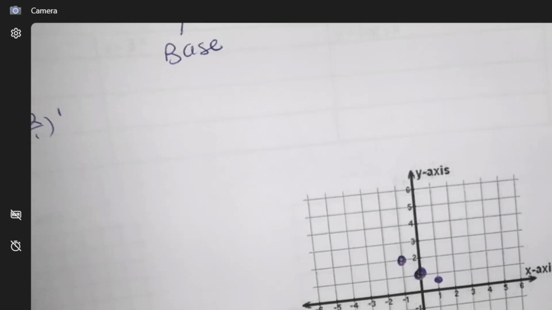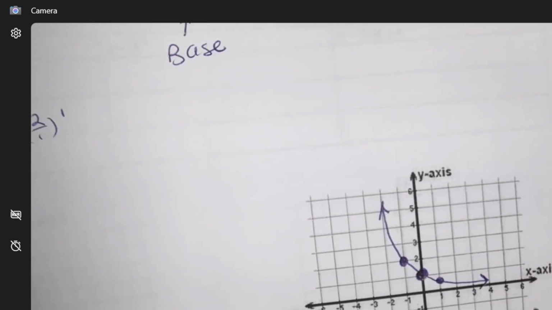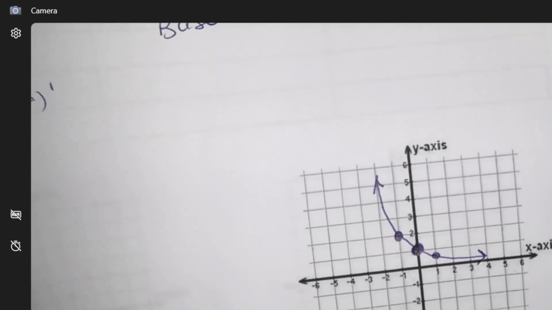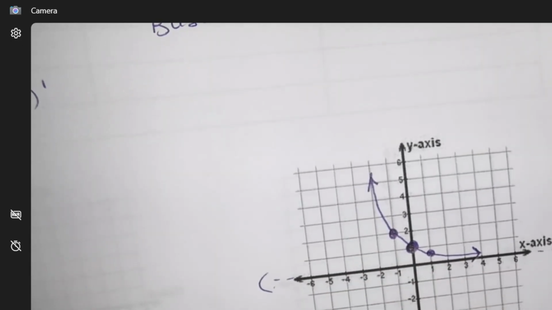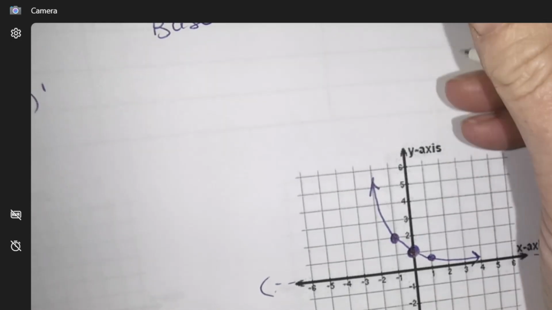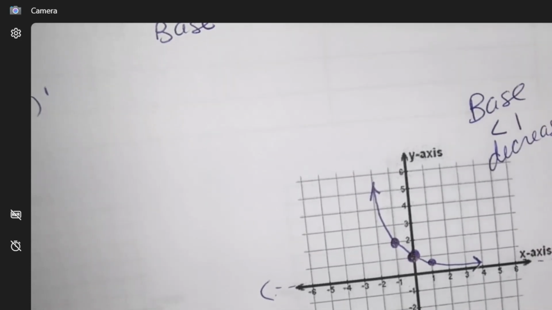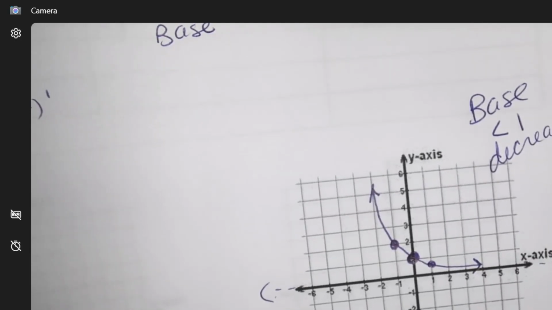Okay, so what's the pattern here? It looks like it would go up that way, but then on this side to the right, it will be getting smaller, smaller, smaller, smaller. Okay, and again, there's an asymptote there. Okay, so what's the difference between this one and the last one? So this one, the base is less than 1, so it will decrease.